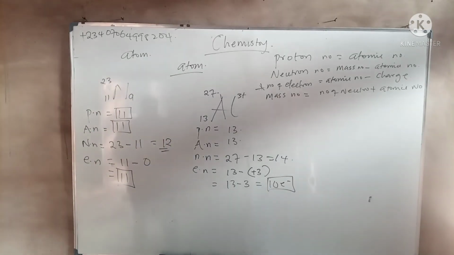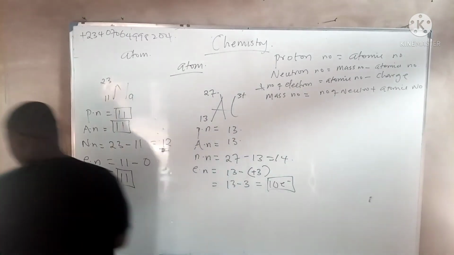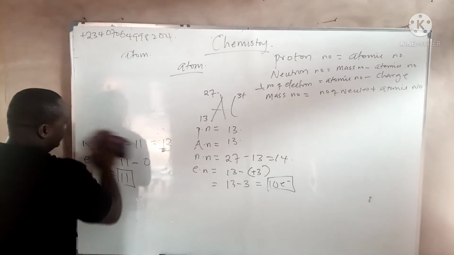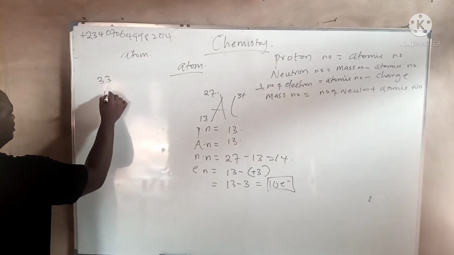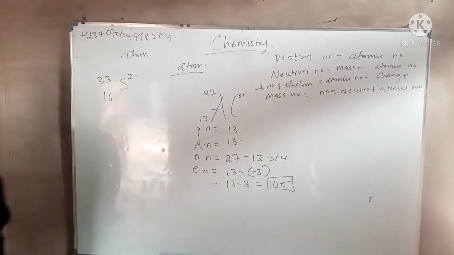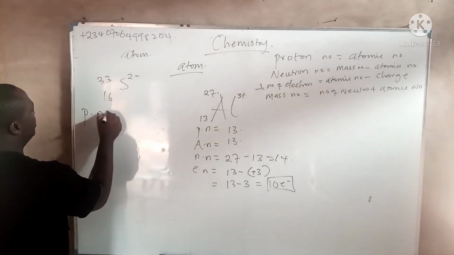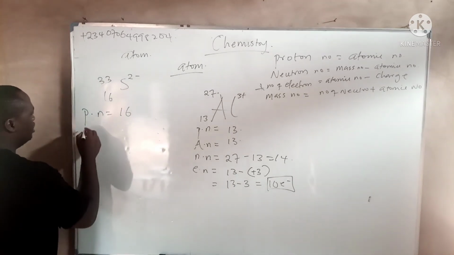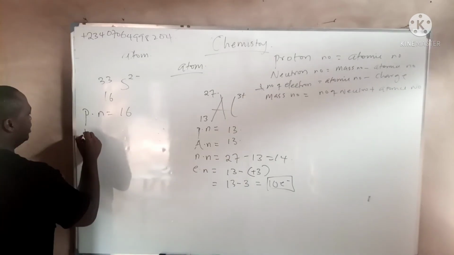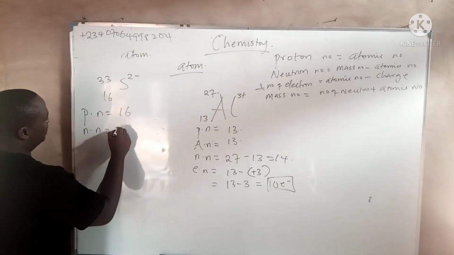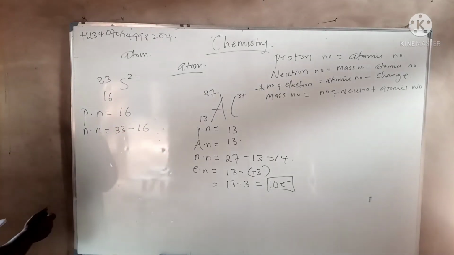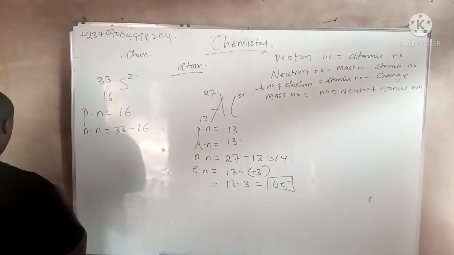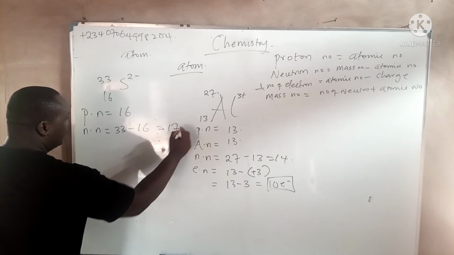This is so easy. Now, what if you have this example, an anion? You have an anion, you have 33, you have 16, this is S2 minus. And of course from here, the proton number is equal to 16, which is the same as the atomic number. The number of neutrons is equal to 33 minus 16, and 33 minus 16 should give you 17.